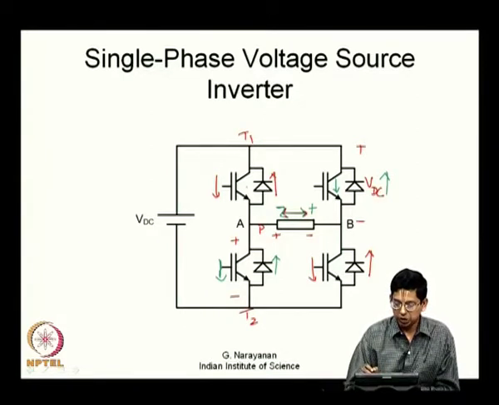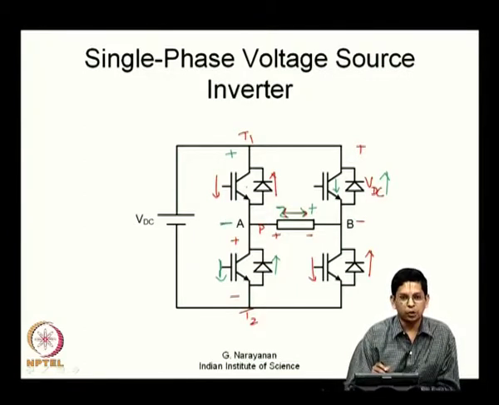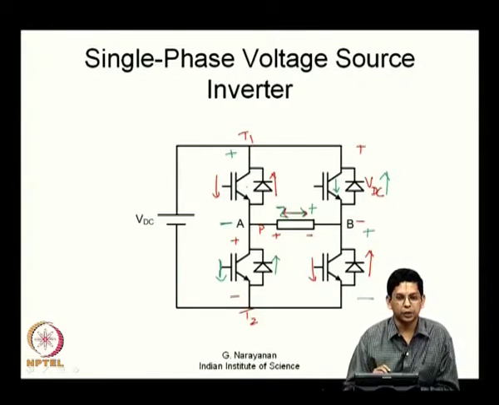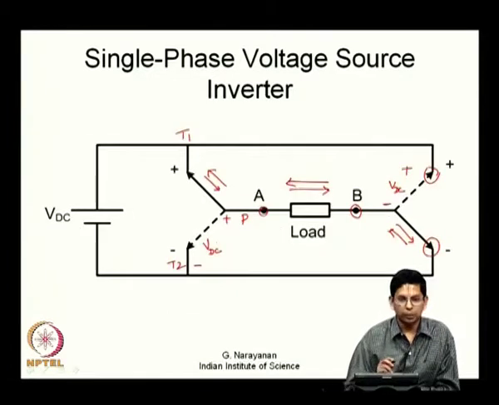So, this E is connected to the positive bus, this is connected to the negative bus. So, this transistor is blocking a potential positive with respect to negative and here again it is blocking a potential which is positive with respect to negative now. So, whatever we wanted here we are able to realize.